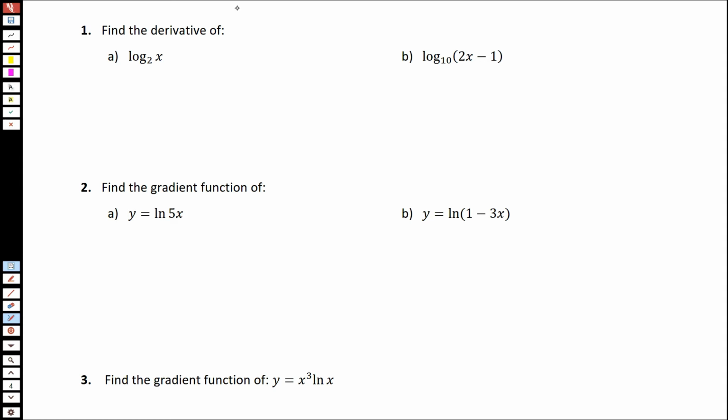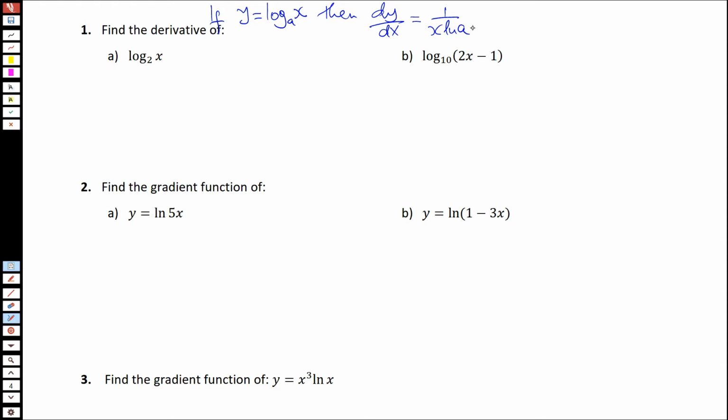So remember what we've just said is that if y is equal to log to base a of x, then dy over dx will be equal to 1 over x ln a. And I want to apply this in solving these two questions.